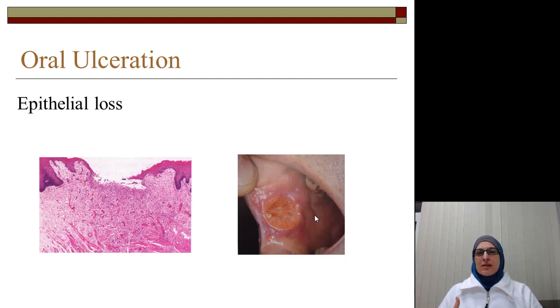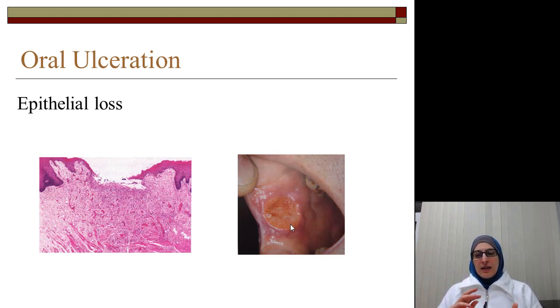An oral ulcer means there is a complete loss of epithelium, as you can see here. This is the epithelial layer, and you can see that now the epithelium is lost in this area, and there is exposed, inflamed connective tissue. Clinically, this would be seen as a yellowish area, which represents the exposed connective tissue and the fibrin on the surface of the lesion. So it is very important to tell the difference.